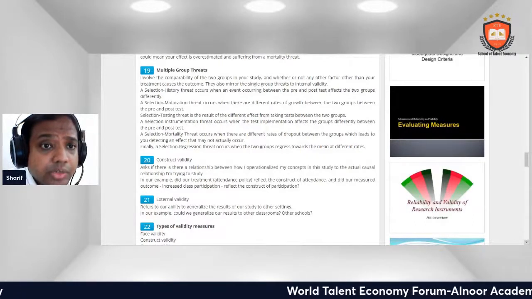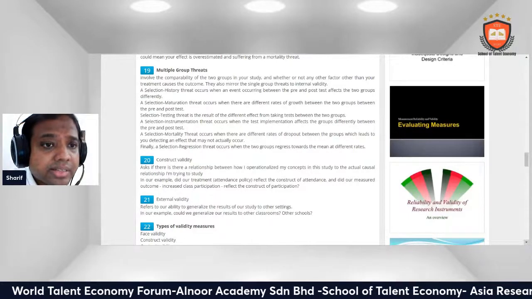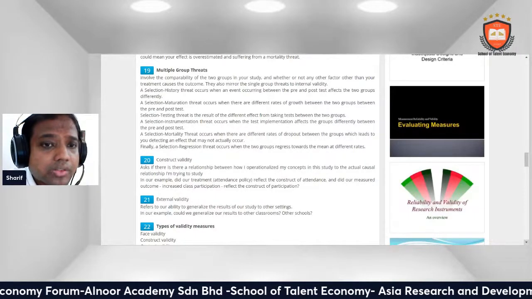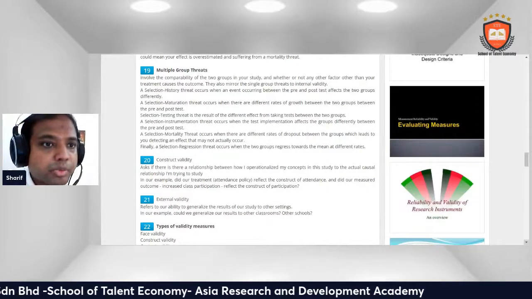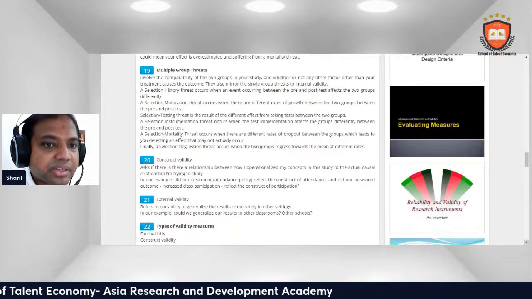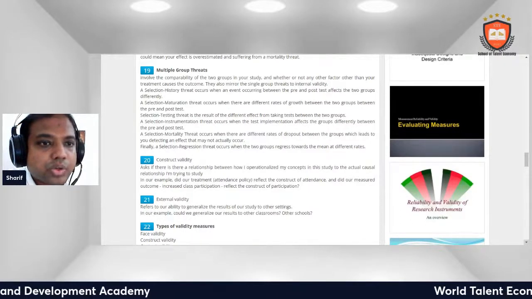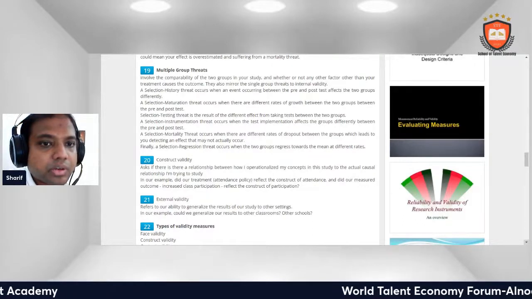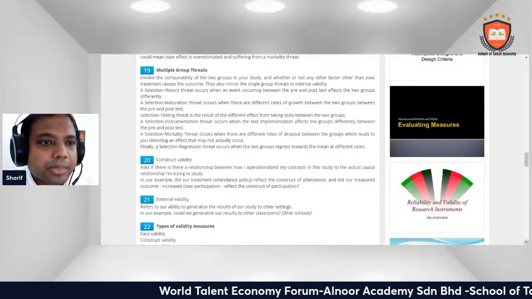A selection history threat occurs when an event occurring between the pre and post test affects the two groups differently. A selection maturation threat occurs when there are different rates of growth between the two groups between the pre and the post test. A selection testing threat is the result of the different effects from taking a test between the two groups. A selection instrument threat occurs when the test instruments affect the groups differently between the pre and the post test.